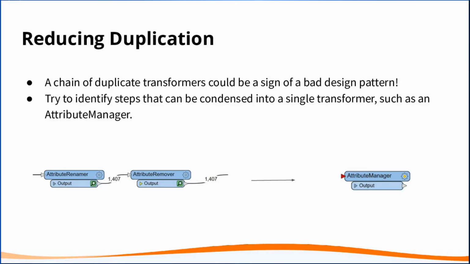The next tip we'll talk about is reducing duplication. So another really good thing to look out for are chains of duplicate transformers that could be condensed into a single step with a different transformer. For example, here in the bottom screenshot, we have the attribute renamer connected to an attribute renamer. And this could be achieved in one step inside an attribute manager. Though it's not always possible to condense every step, it's a good idea to be aware of what's happening in each step with your transformers so that you're really maximizing time and being efficient with your workspace design.